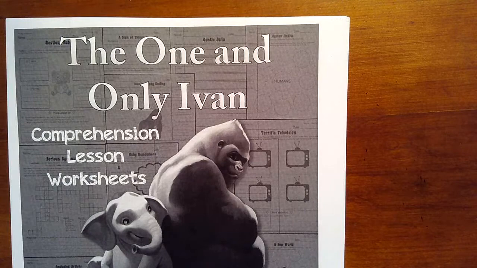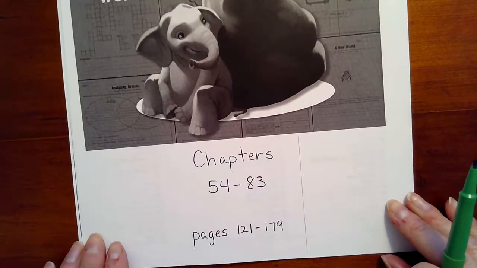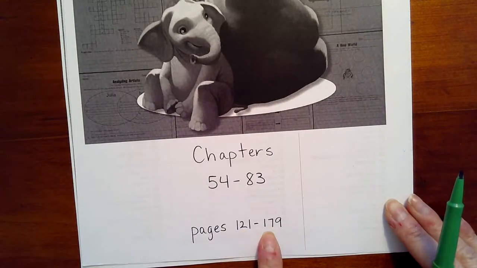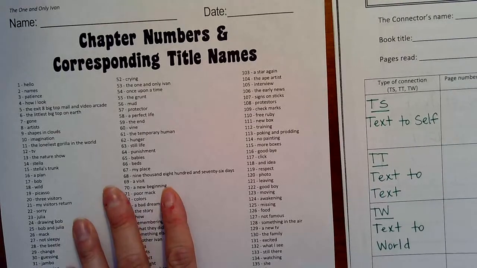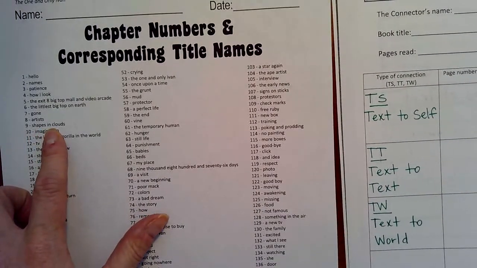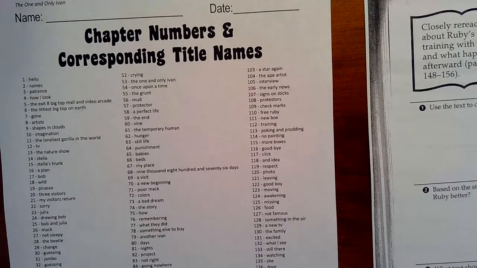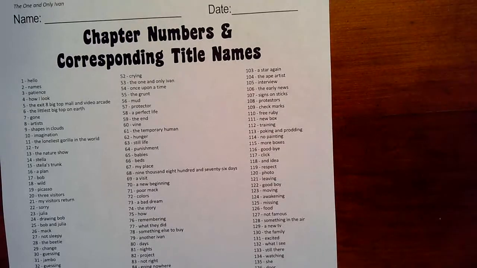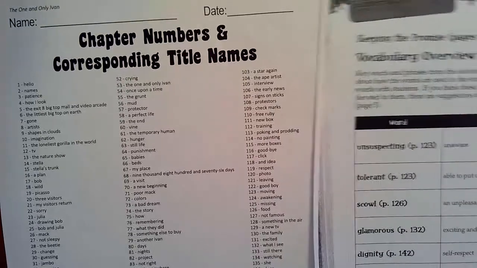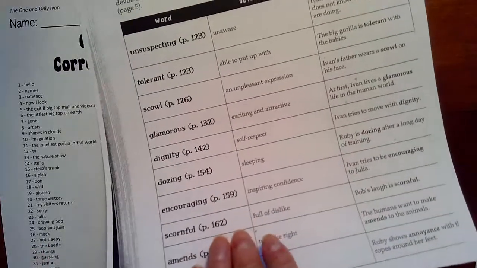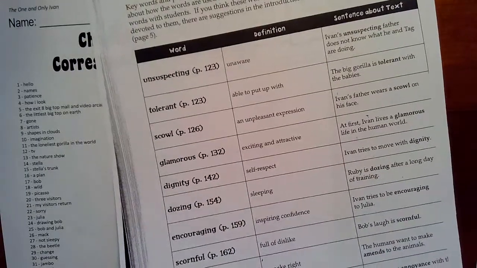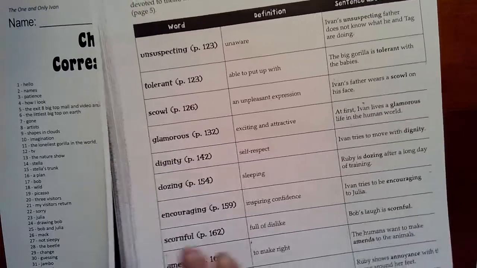This week's packet, you're reading chapters 54 through 83, which are pages 121 to 179. You have the page that always tells you the chapter numbers and the chapter titles. And then you have the vocabulary page that has some of the words from these pages. If you come to a word you don't know, you can check here in this glossary to see if the word you're looking for is there.